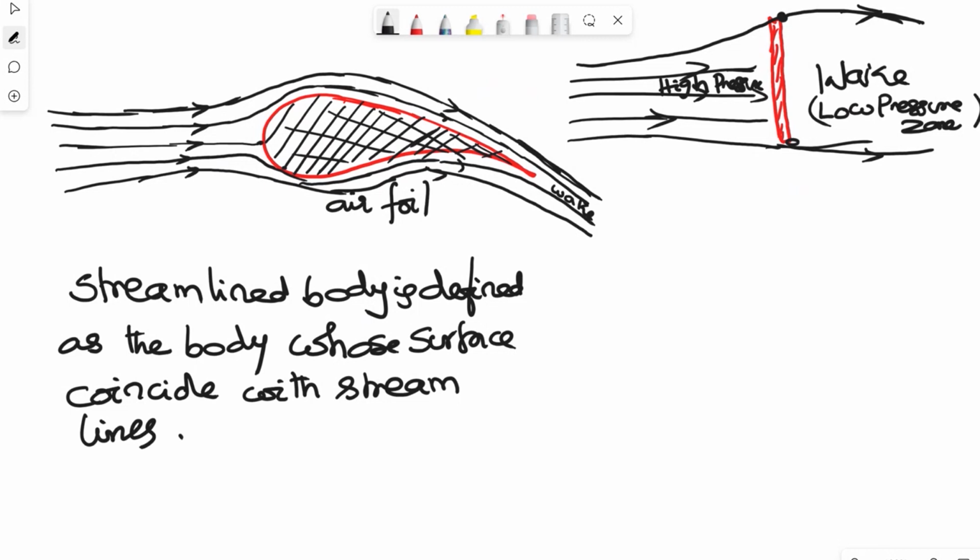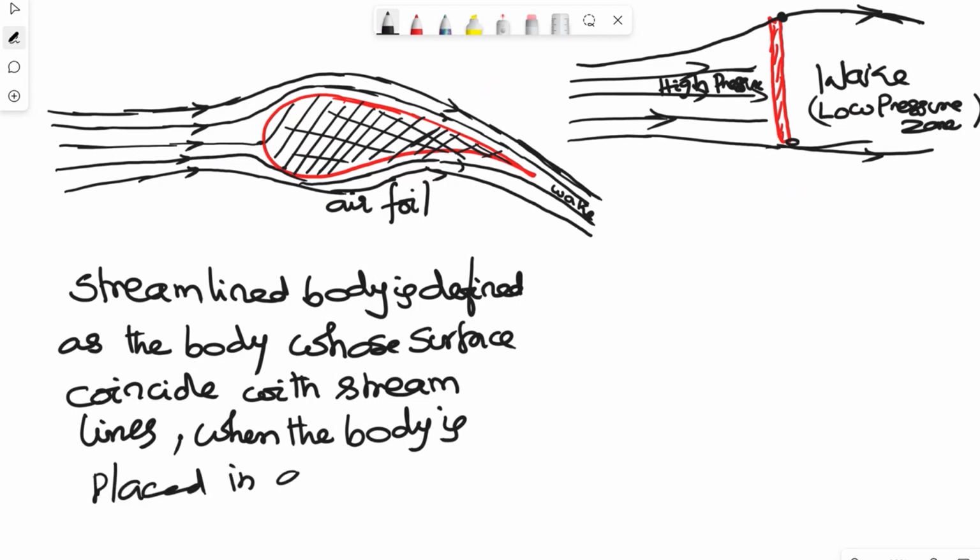This is called a streamlined body when the body is placed in a stream. Right? This is as far as the streamlined body is concerned.